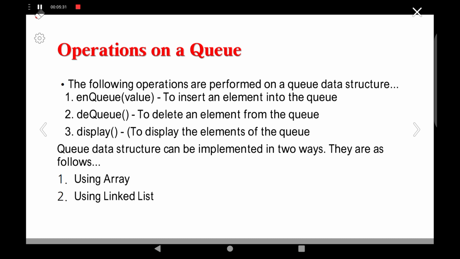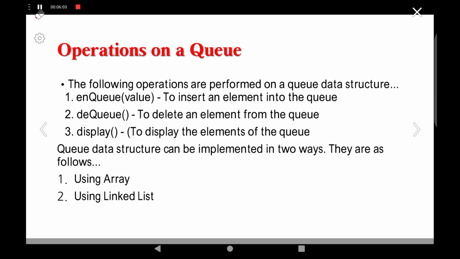If the queue is empty, that means there is no element in the queue. We cannot perform the deletion operation. So for the enqueue operation, we have to check whether there is a queue overflow or not. Similarly, for the dequeue operation, we have to check whether the queue has underflow, that means whether the queue is empty or not. So these conditions apply for the enqueue and dequeue operations. And after performing all these operations, we can display the elements of the queue.